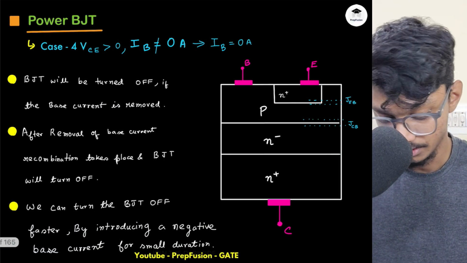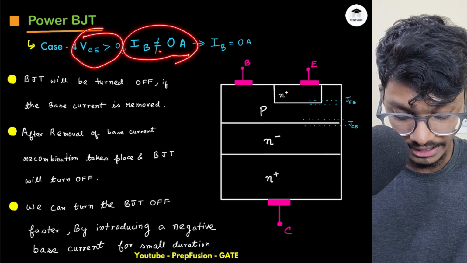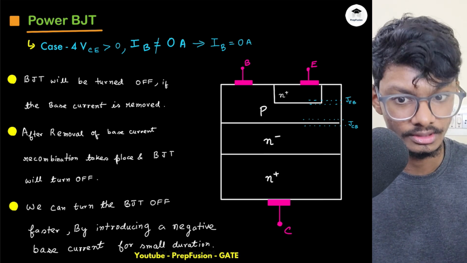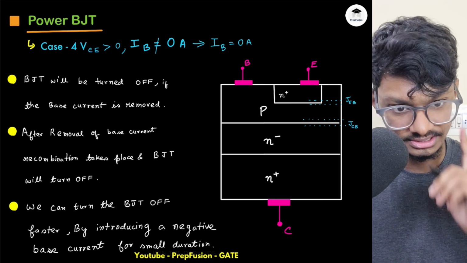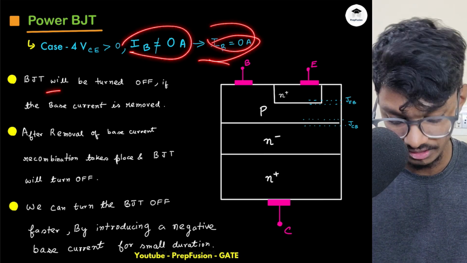So case 4 is what? VCE is positive and IB is not equal to 0, but I am trying to turn it off. I am making IB equal to 0. Can I turn off the device? And the answer is yes. If IB is made 0 from not equal to 0, the BJT will be turned off.